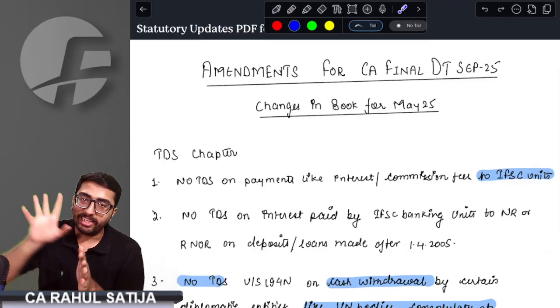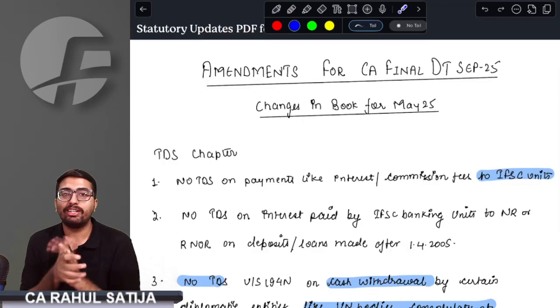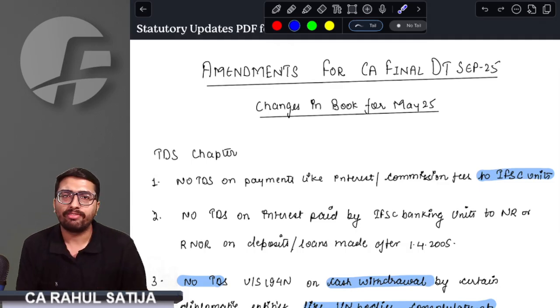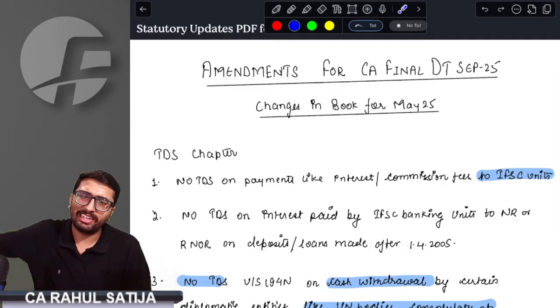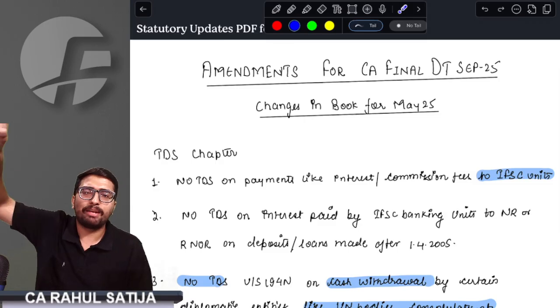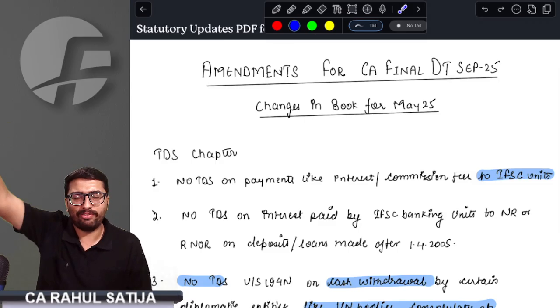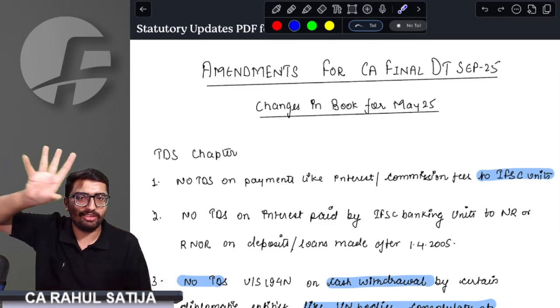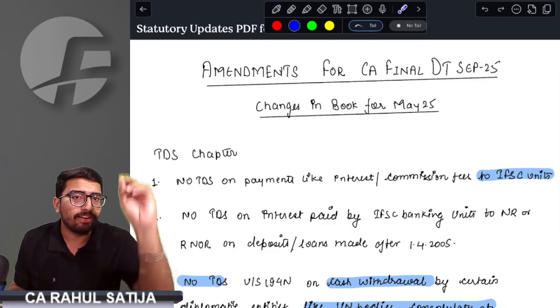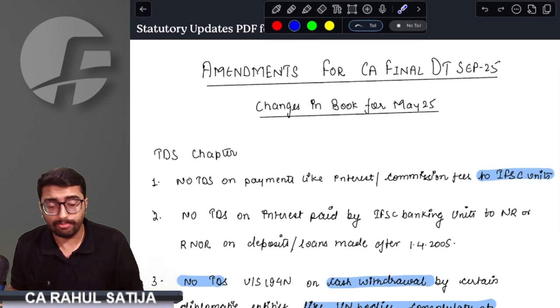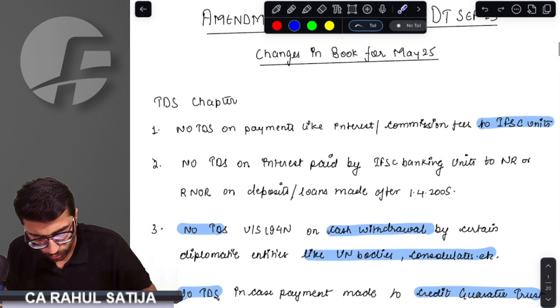For those who have taken classes very early and who have not done amendments for September 25, there might be many people who took classes in December only, and they are preparing from the very back end. So you must not have completed the classes, or you have taken old classes. For that matter, you have to cover September 25 amendments also. And what are the applicable amendments for September 25? Let me take you through.